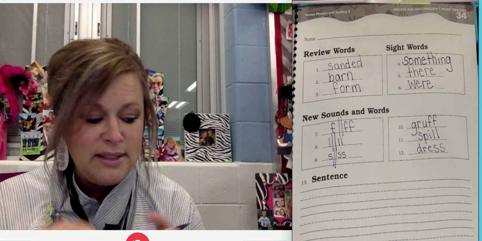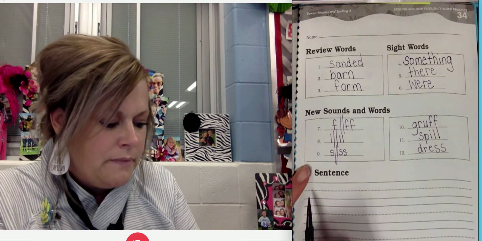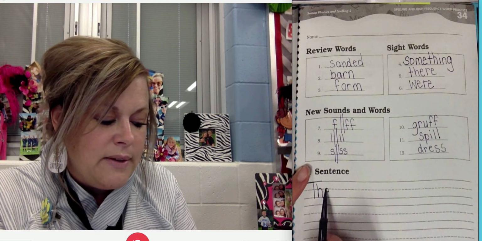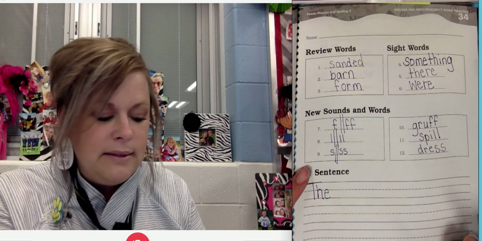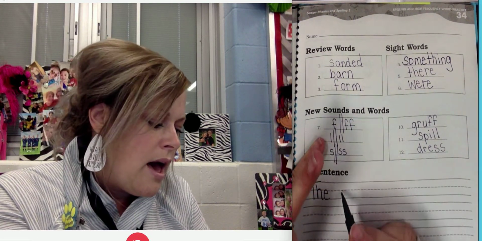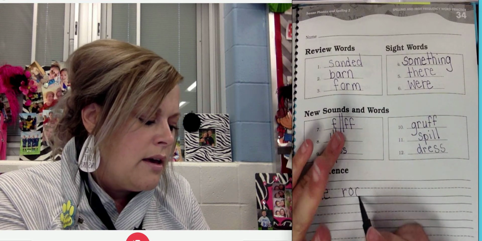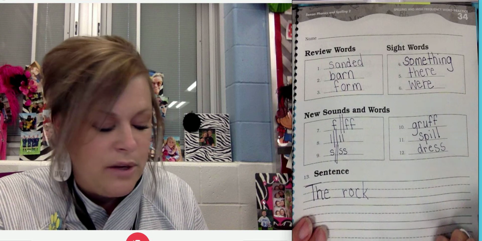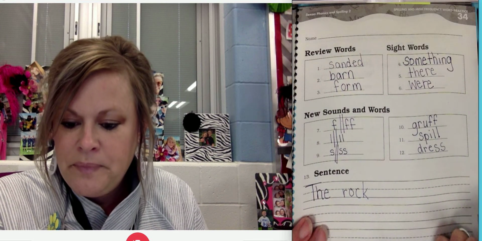Good, let's write it. Let's start with the rock. Capital letter. This is a sight word you should know how to spell. Space. Rock follows our CK sound in the final position of a short word with a short vowel. I know it's CK in the final position.